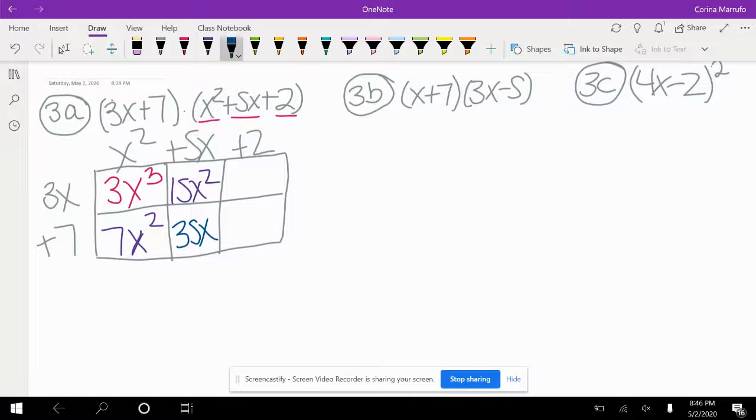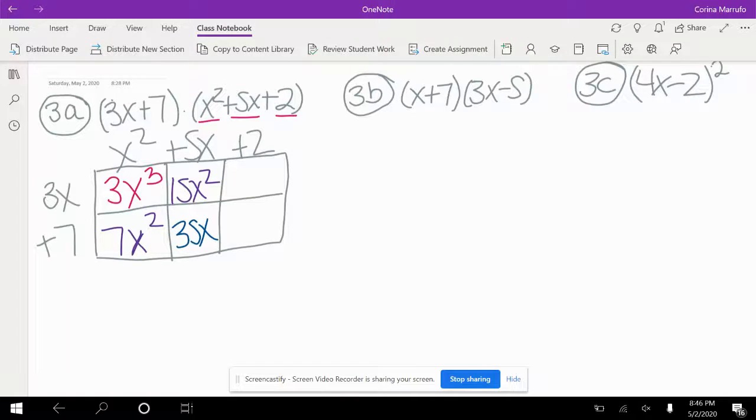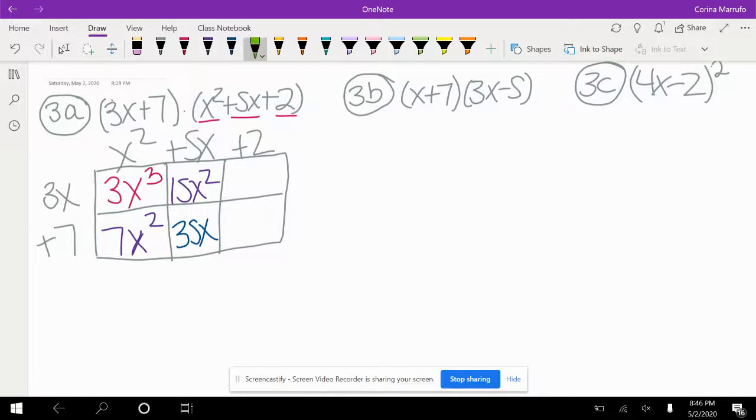And then we take the next one. Here we have 2, and we're multiplying it times the 3x. So 2 times 3 gives us 6x. And then in the last box, you take the 7 and multiply it times the 2, and 7 times 2 gives you 14.